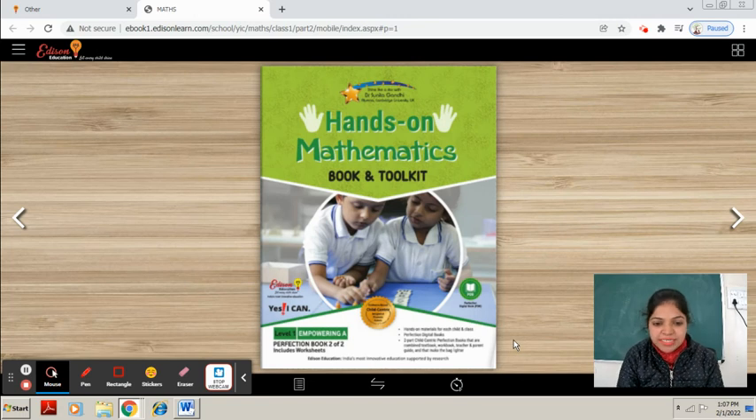So students, this is your maths class and in the previous class we have done shapes. Okay, we have done 2D shapes, 3D shapes, right? Do you know what is the difference between 2D and 3D shapes? Can you tell me? Yes?